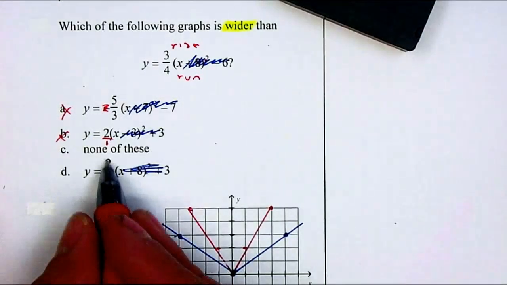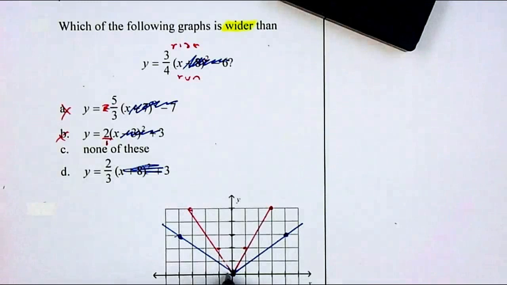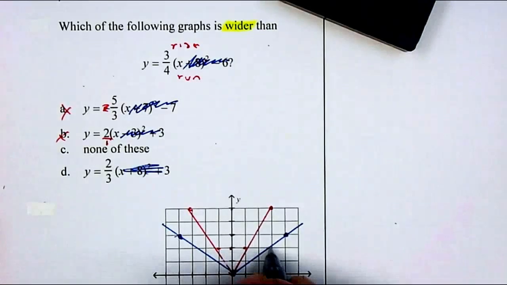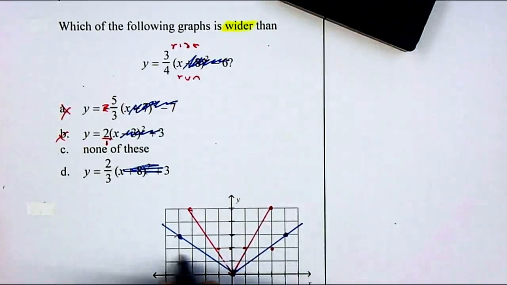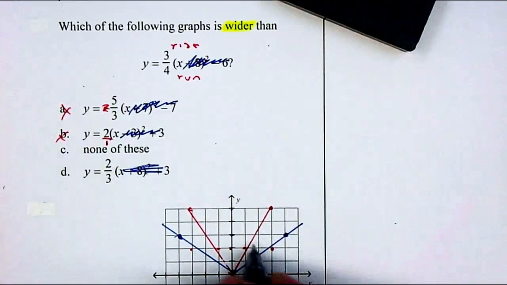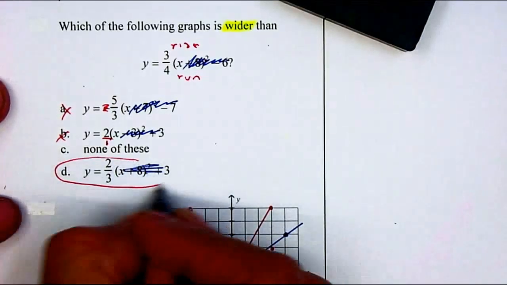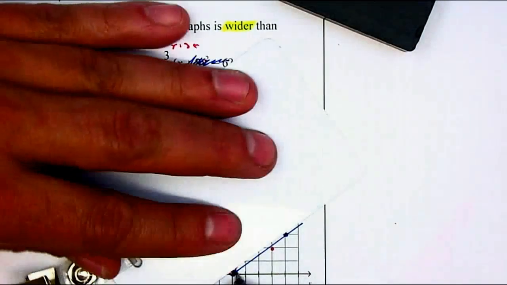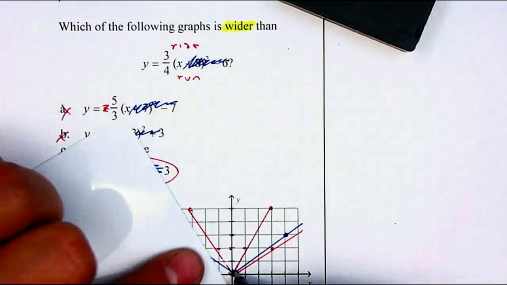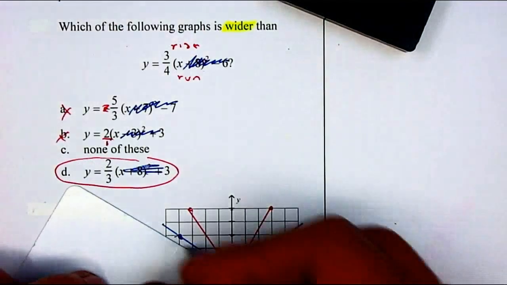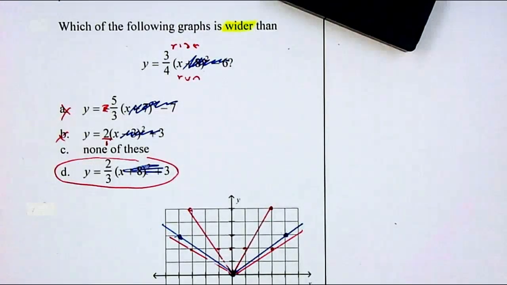The next one's up 2 to the right 3, and over to the left. Notice that that one's slightly wider. If you make the graph, that one's going to be slightly wider, so therefore your answer is D.